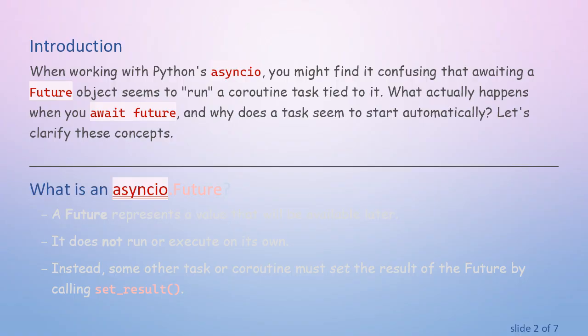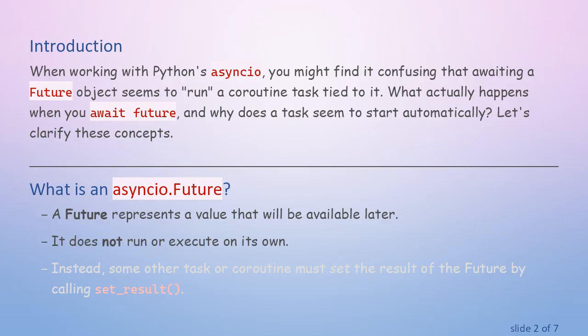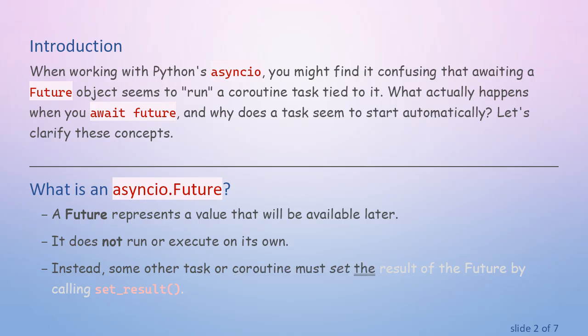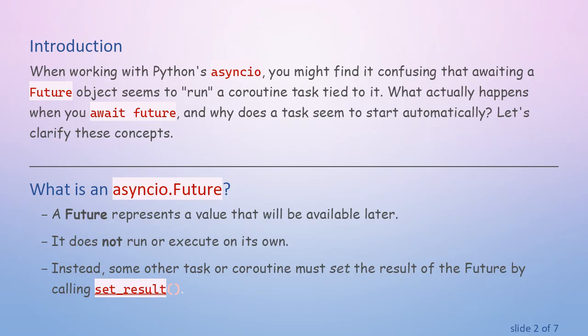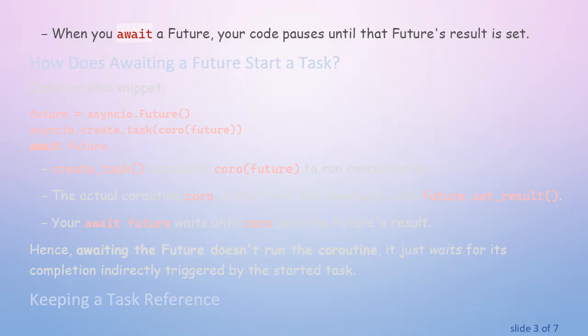What is an asyncio.Future? A future represents a value that will be available later. It does not run or execute on its own. Instead, some other task or coroutine must set the result of the future by calling set_result. When you await a future, your code pauses until that future's result is set.